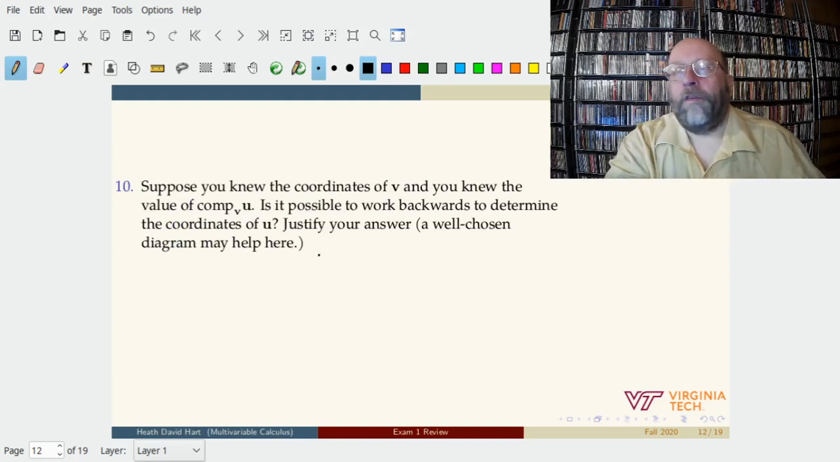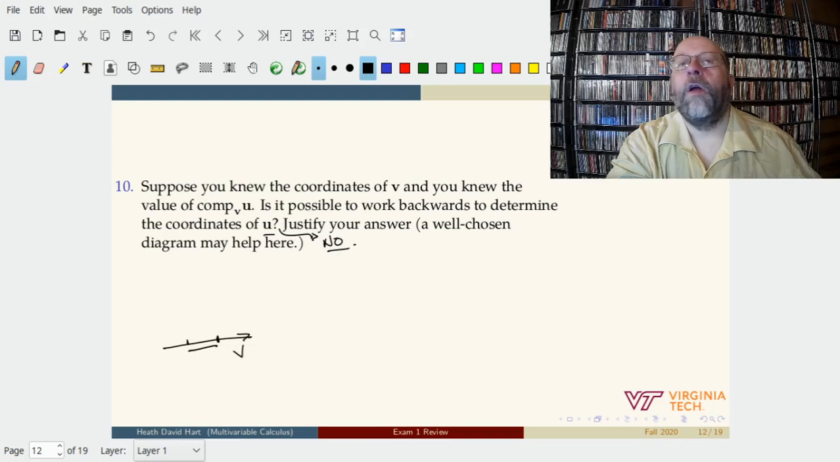Suppose we knew the coordinates of V and we knew the value of the scalar projection of U onto V. Can we work backwards to determine the coordinates of U? And the answer is no. And here's an example why. Let's say this vector was our V, and this vector right here was the projection of U onto V.